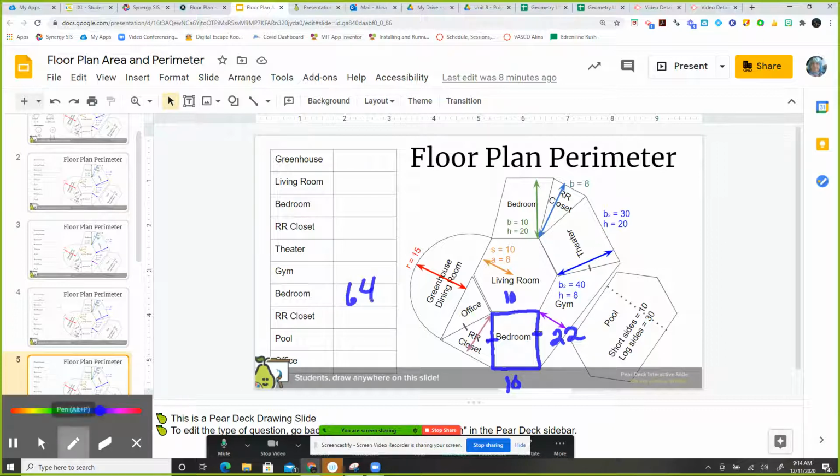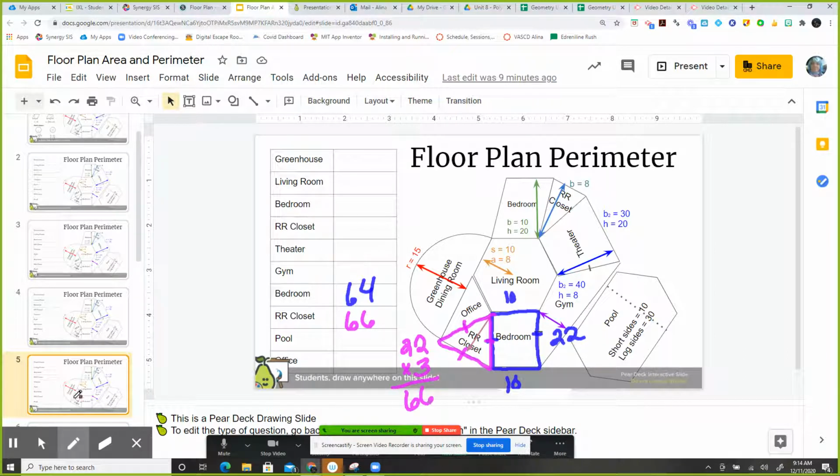What about this closet bathroom? Is it going to be bigger or smaller than the last one, do you think? Did I give you enough information? Let's make this an equilateral triangle. 66. How'd you get 66? Sweet. Our last two rooms.